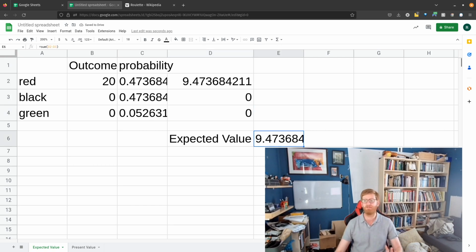Our expected value in this case is $9.47. We put in 10, we expect to get $9.50 back. What that means is that in the long run, we are losing money when we play roulette. Unless you are the casino, in which case, really what's going on here is that you've got minus 20. This is your expected cost of someone else's $10 bet.